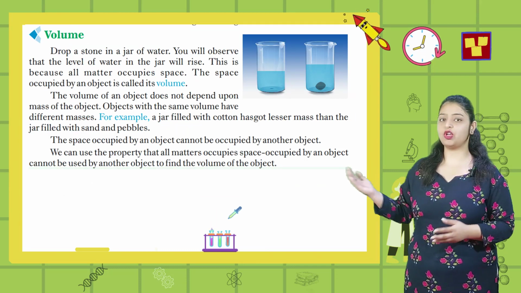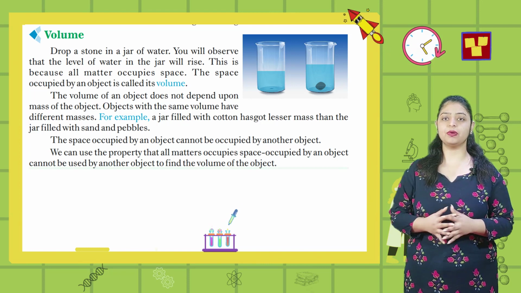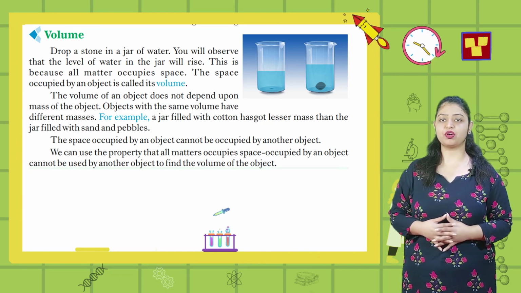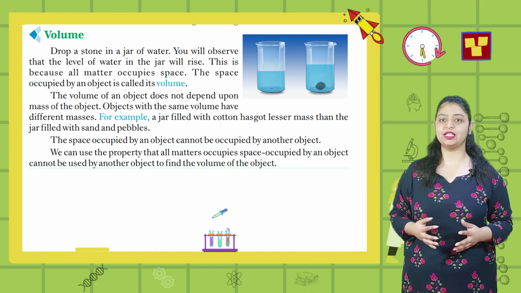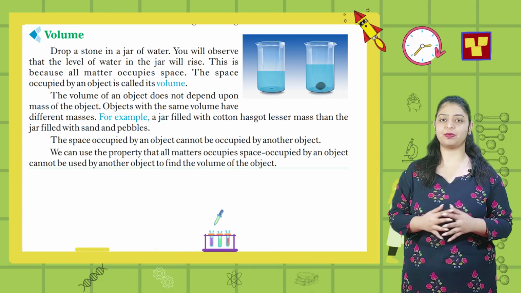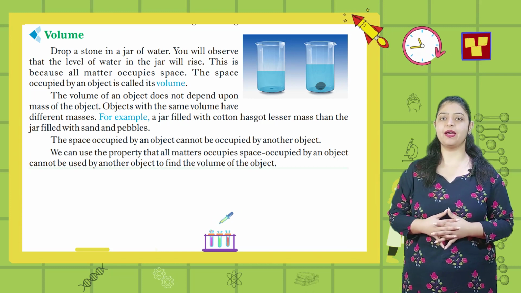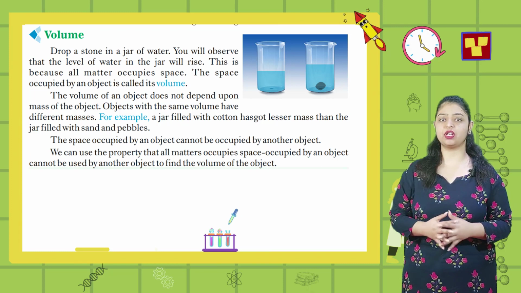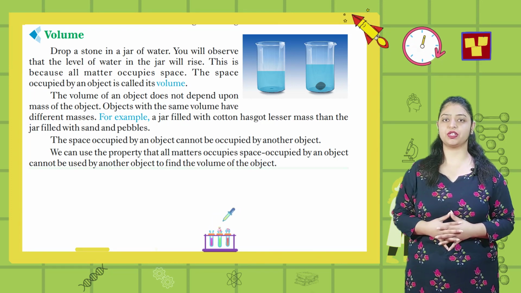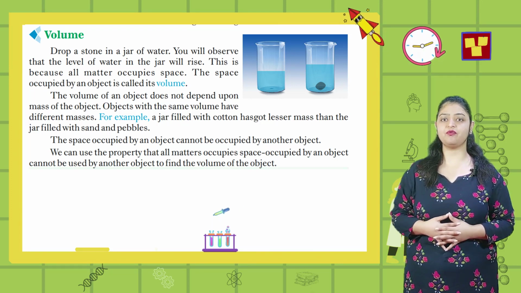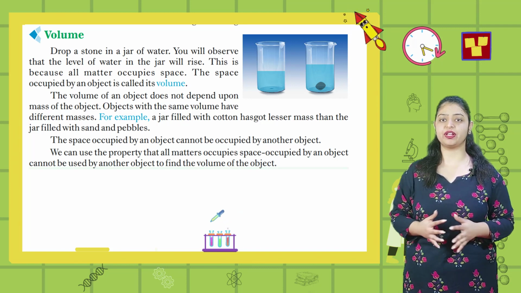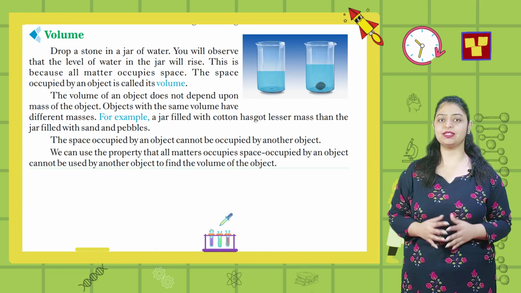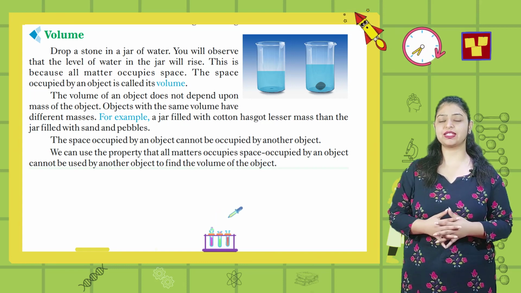Next is volume. Drop a stone in a jar of water. You will observe that the level of water in the jar will rise. This is because all matter occupies space. The space occupied by an object is called its volume. The volume of an object does not depend upon mass of the object. Objects with the same volume have different masses. For example, a jar filled with cotton has got lesser mass than the jar filled with sand and pebbles.